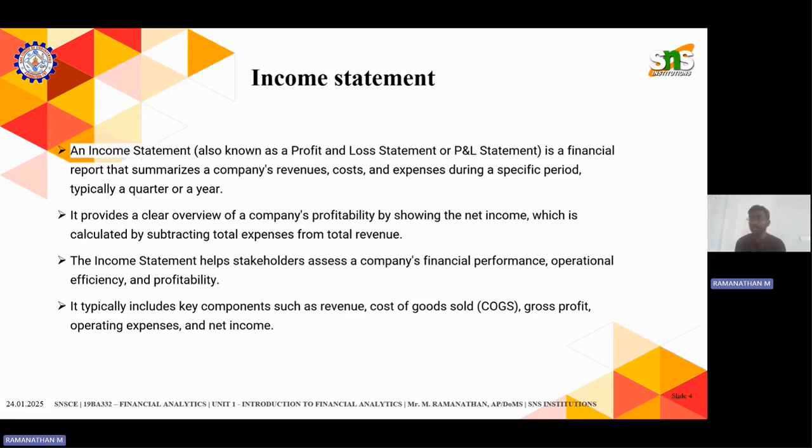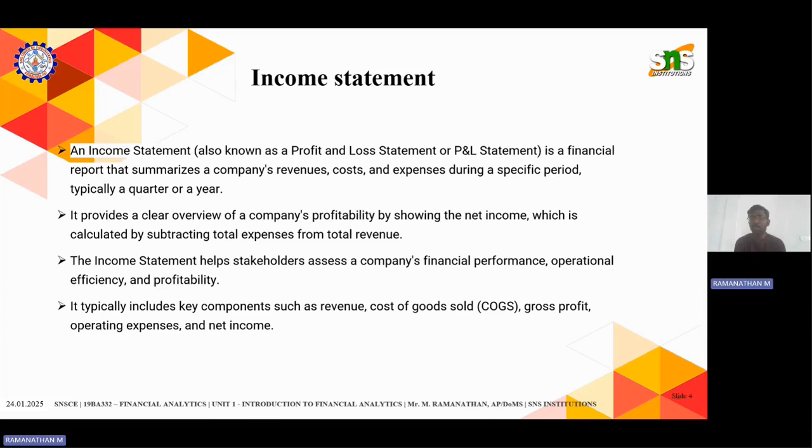You all know what an accounting year is. The accounting year is all about April to March. So every 3 months once, we will be submitting a quarter report as a financial statement for the internal audit as well as the external audit too.